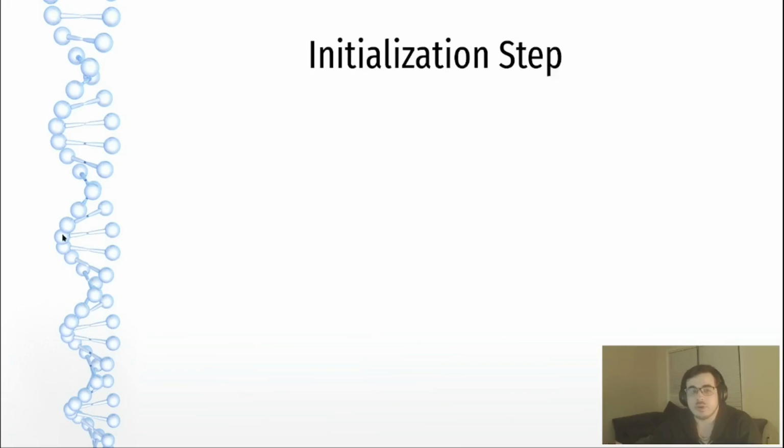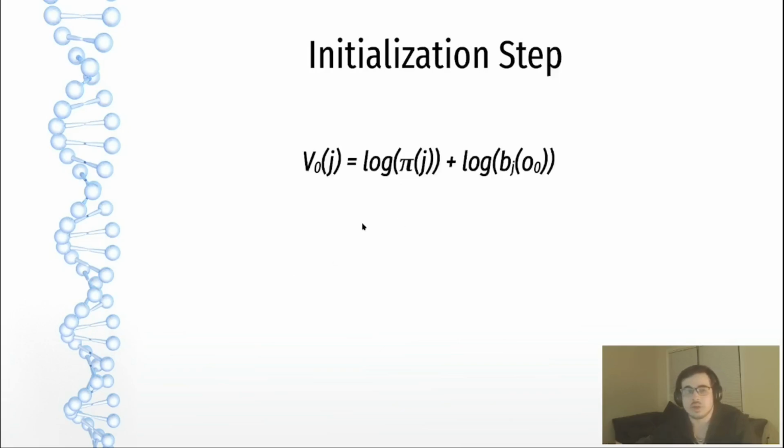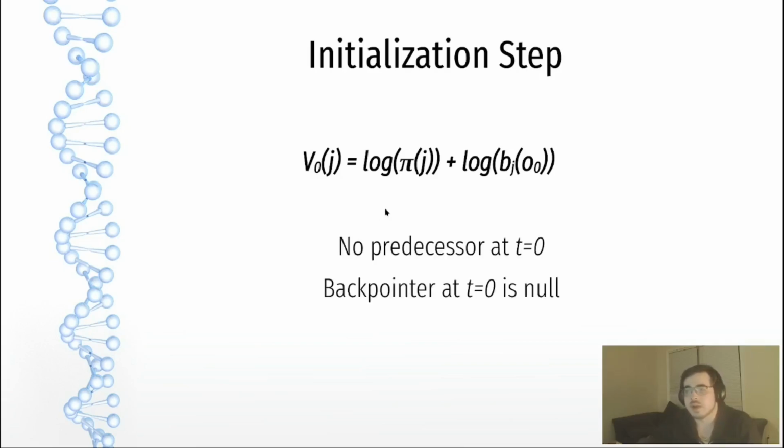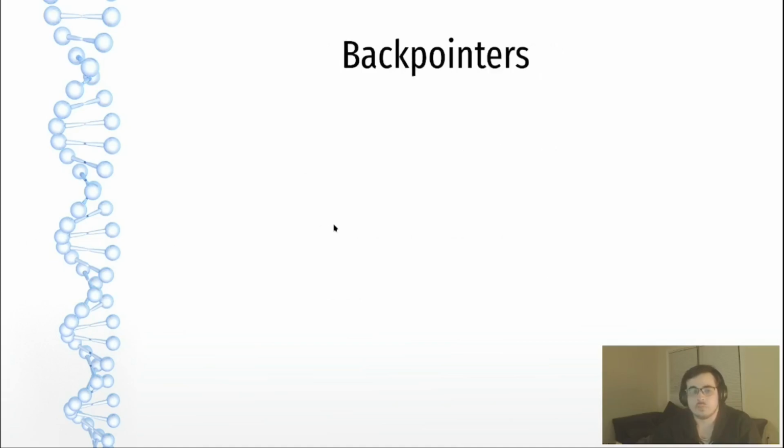At time 0, there is no previous state, so initialization is simpler. For each possible starting state, we take the log of the start probability and add the log of the emission probability for the first observation. That gives us the initial score for each state. And since there is no predecessor yet, the back pointer is null.